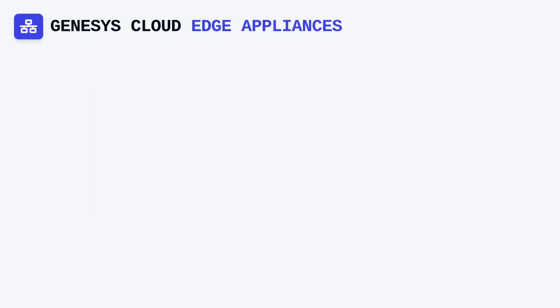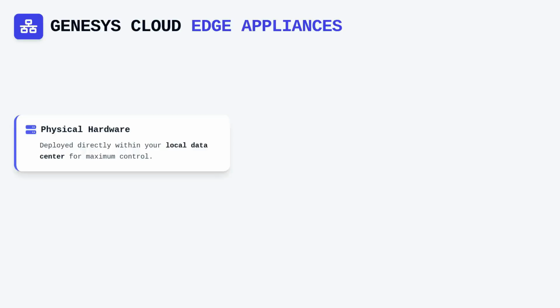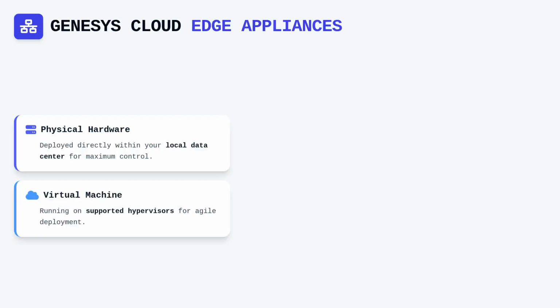Edge appliances act as the bridge between your enterprise voice infrastructure and the Genesys Cloud platform, and managing these requires a firm grasp of both hardware and virtual deployment options. An edge can be a physical hardware appliance deployed in your local data center or a virtual machine instance running on supported hypervisors. Regardless of the deployment method, the role remains the same, handling the SIP signaling and the transcoding of media streams.